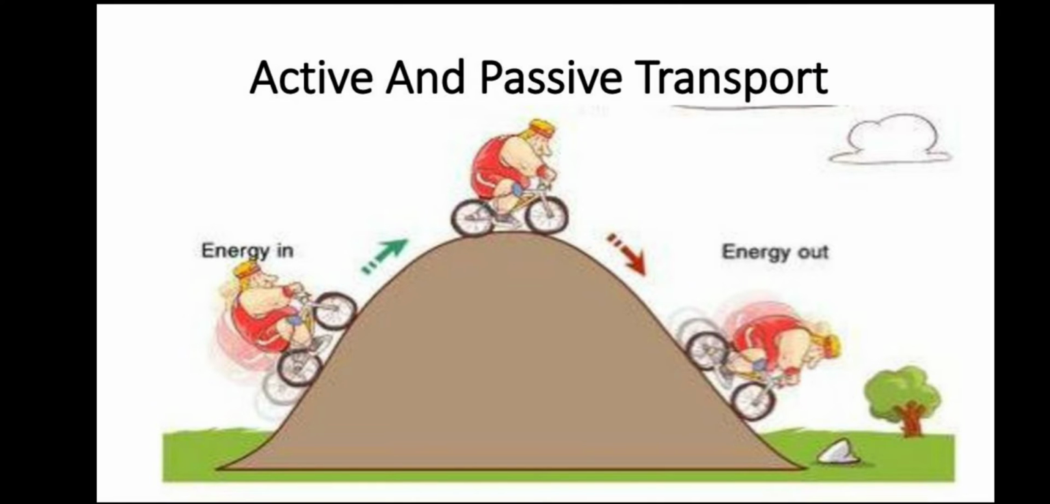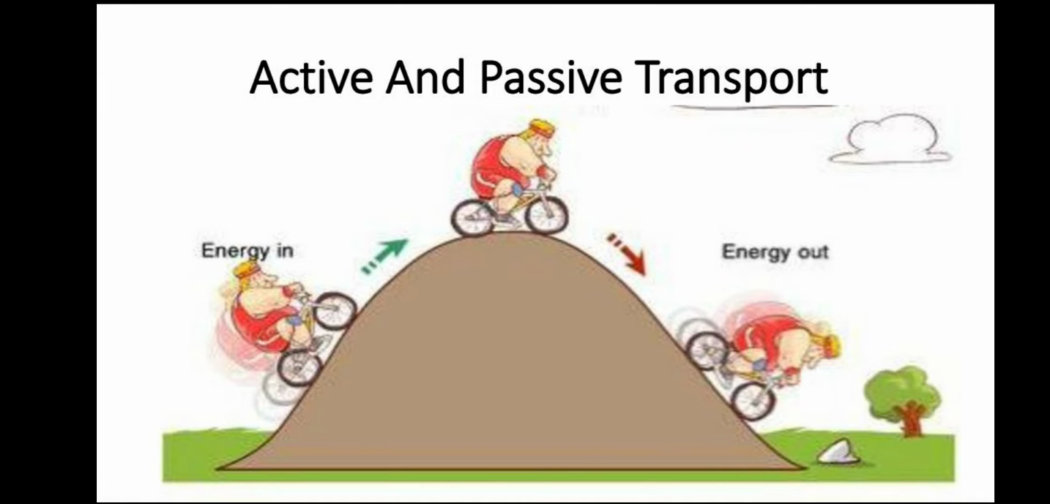So this is the figure to explain active and passive transport. Okay, we have a cycle and we have to go up the hill. Now we are moving from low to high. So what do we have to do for riding our cycle? We have to apply energy. Okay, we are using our energy and riding our bicycle. So when we are moving from low to high with the use of energy, it is active transport.